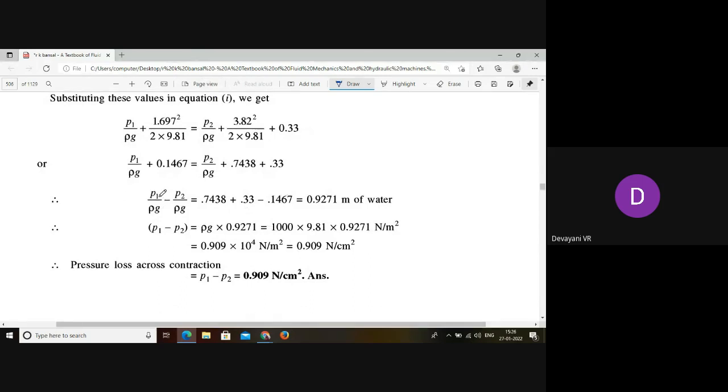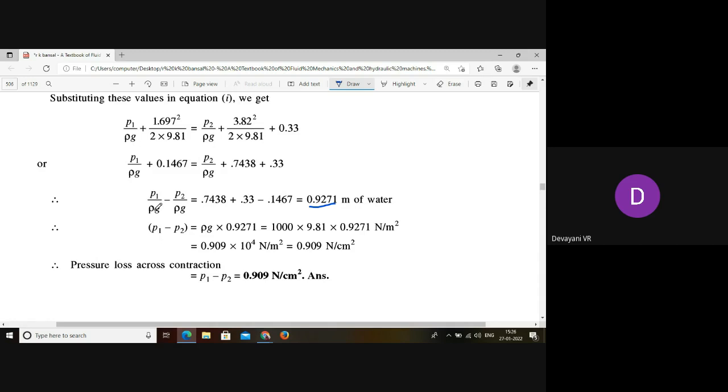The pressure head loss will be P1 by rho g minus P2 by rho g, and the value is 0.9271 meters. By simplifying this, we can get the difference of pressure head. From there, the pressure loss. P1 by rho g minus P2 by rho g is the pressure head loss. P1 by rho g is the pressure head at section 1, but not pressure. Right? So P1 is the pressure and P1 by rho g is the pressure head.